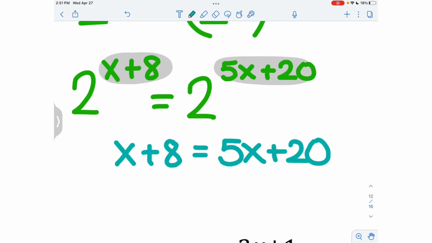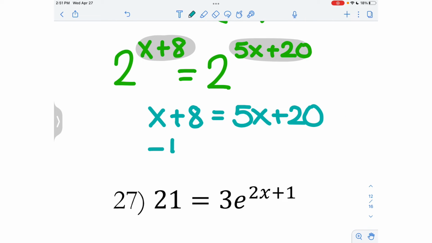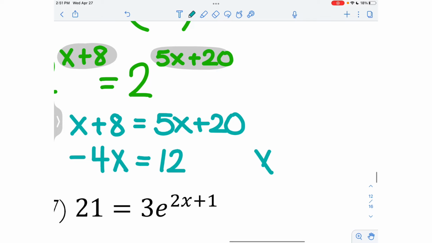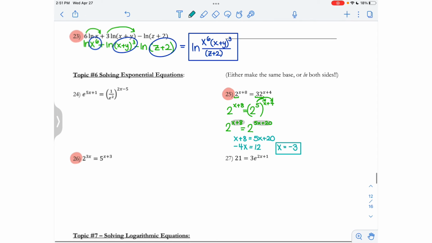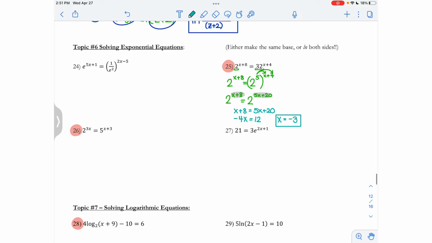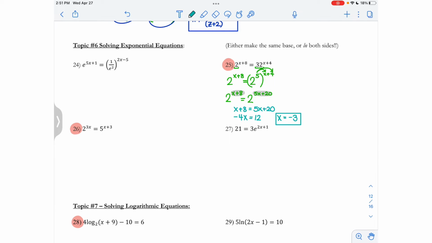And then I solve, so I get x by itself. So I subtract over 5x. X minus 5x is negative 4x, and 20 minus 8 is 12. When I divide both sides by negative 4, I get x equals negative 3. All right? That's the answer. So then taking a look at something like number 26.